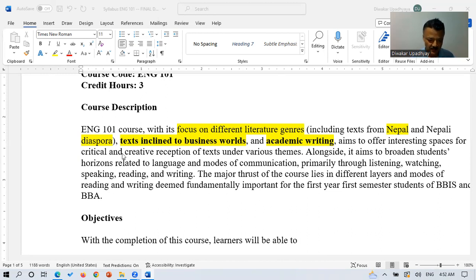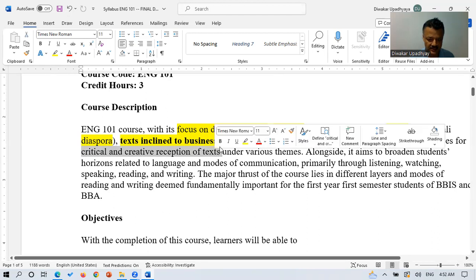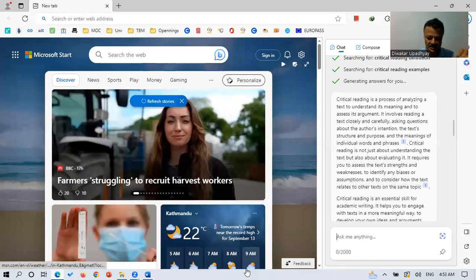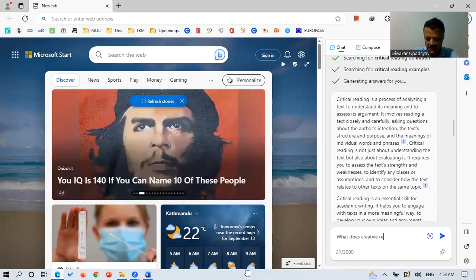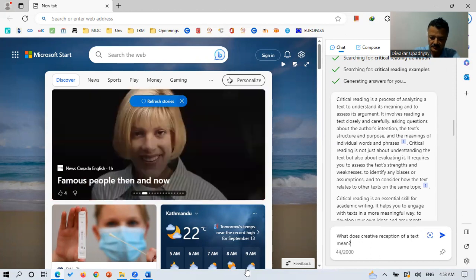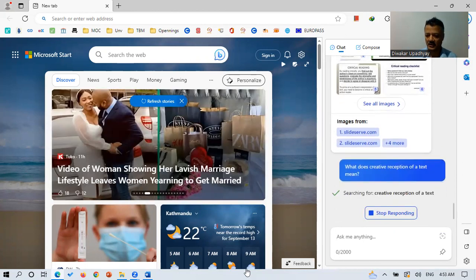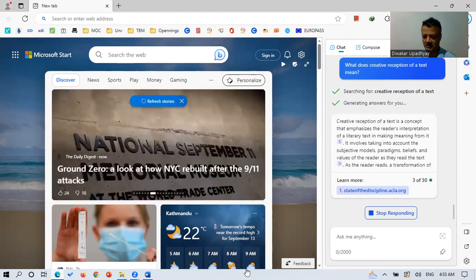Okay, let's move ahead. Let's highlight critical and creative reception of the text. What can be creative reception of the text? Let's ask: what does creative reception of a text mean? Earlier we read about critical reception. Let's try to understand what creative reception of a text might mean.